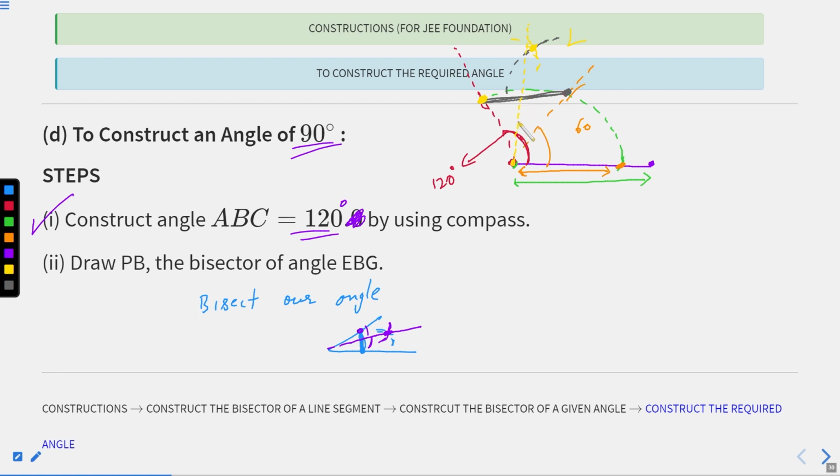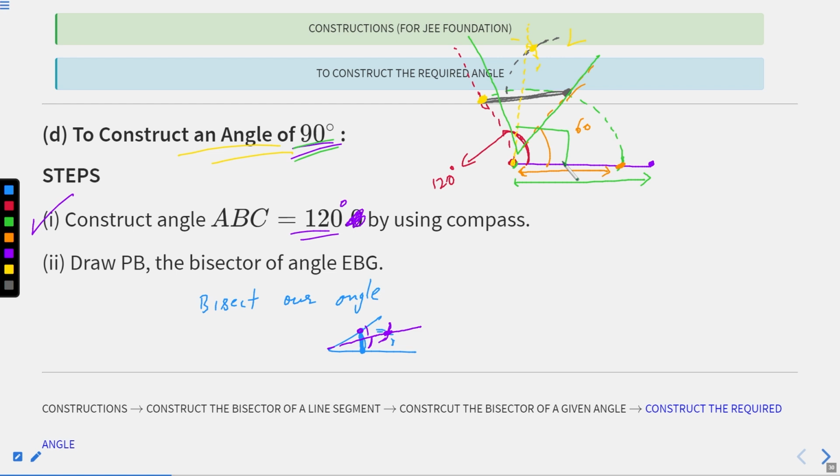Okay, I hope the construction for 90-degree angle is clear. So this construction is by using, first we draw the 60-degree angle, and then the 120-degree angle, and then the bisector of this whole angle. What angle we bisected? This angle we bisected. So bisecting this angle, we will get our new angle, which will be the 90-degree angle.